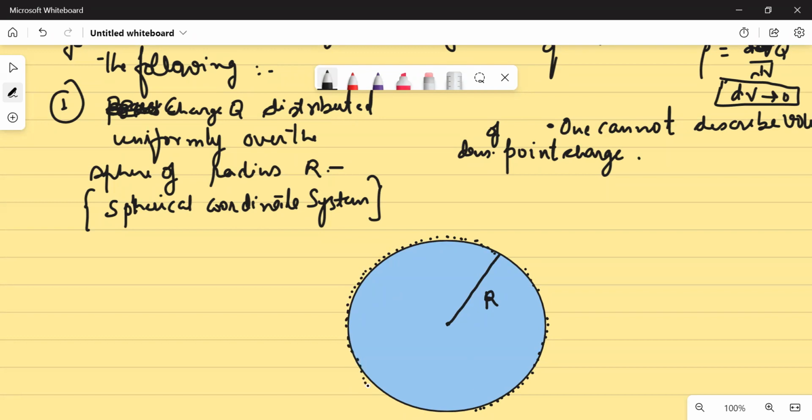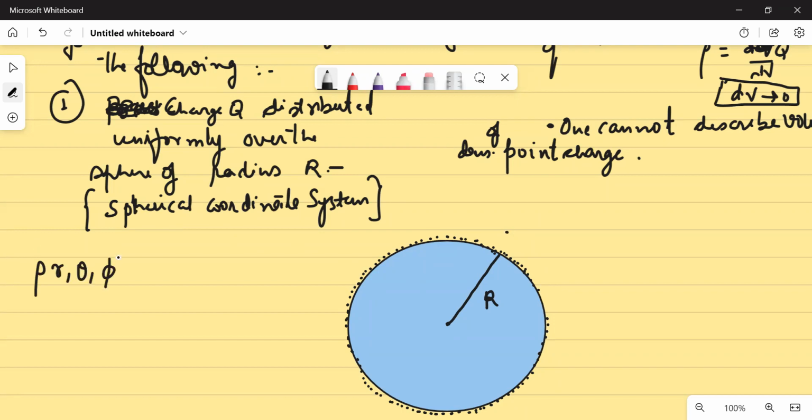So on the entire sphere, you can say your total charge is capital Q, and it is uniformly distributed. Okay, so if it is uniformly distributed, the entire charge lies on this sphere, so I would say that my charge density would look like this.